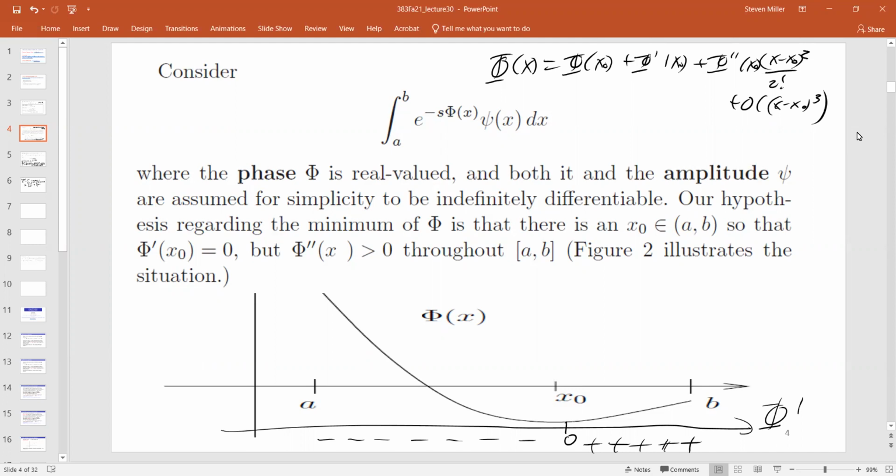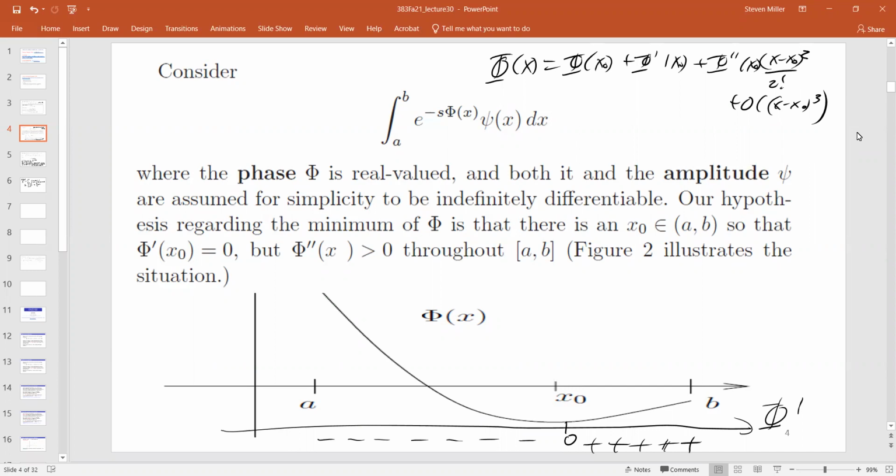Because we know this is the global minimum. So the minimum of big phi. So we assume psi has some nice properties in terms of its decay. But again, remember, psi is fixed. It's a fixed function.